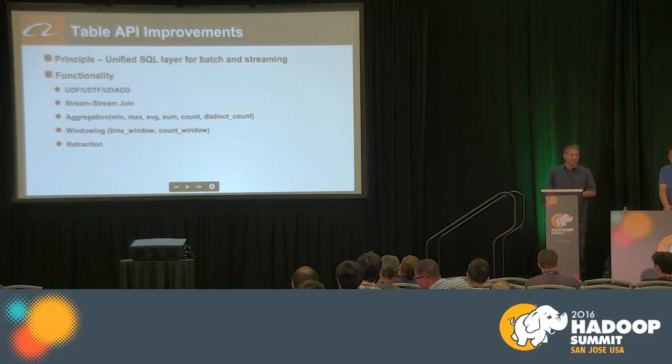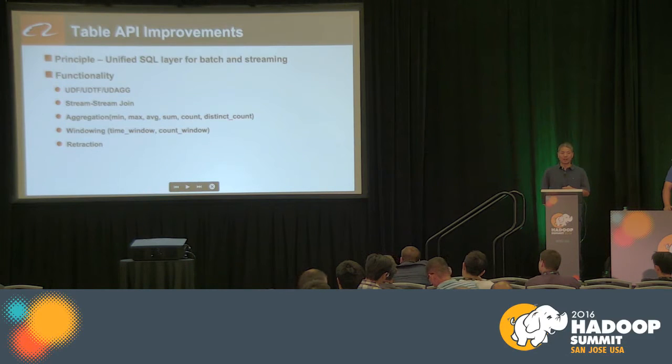I'm going to talk a little bit more about the improvements we made to the table API. The philosophy we take is we want a unified SQL layer for batch and streaming. As I explained earlier, I'm a deep believer in stream and database duality. We want to make sure you can use the same SQL when you do a batch job or a streaming job. You don't need to write your business logic twice.